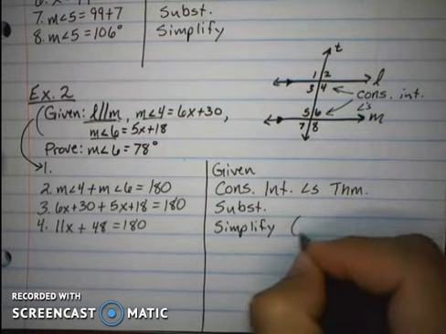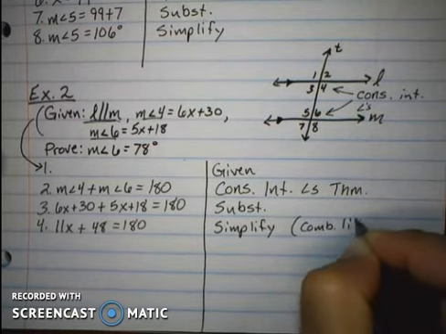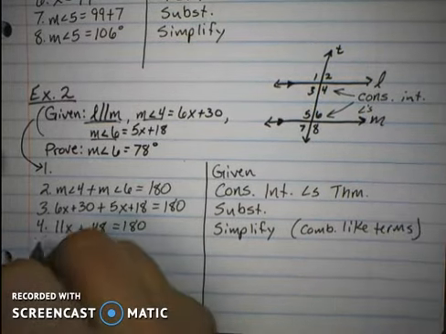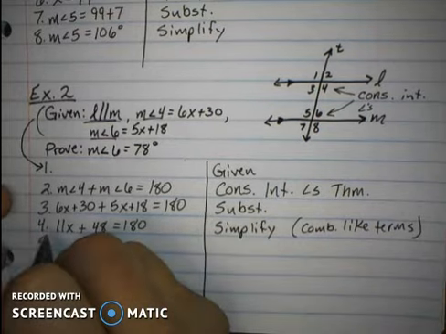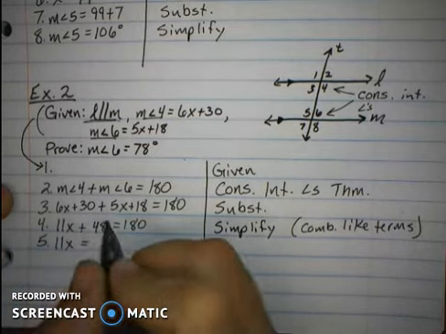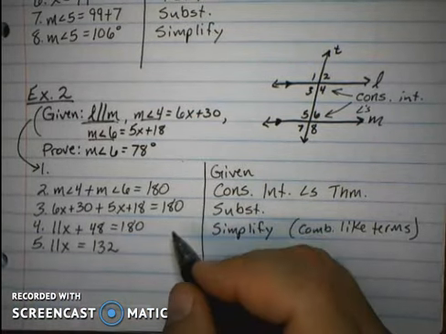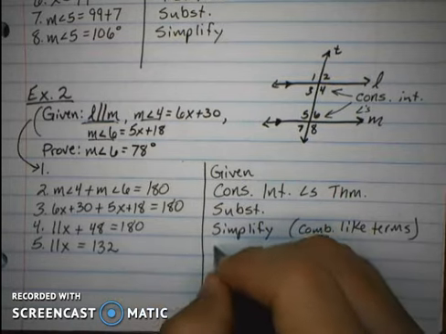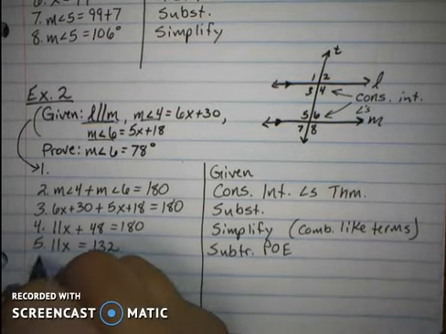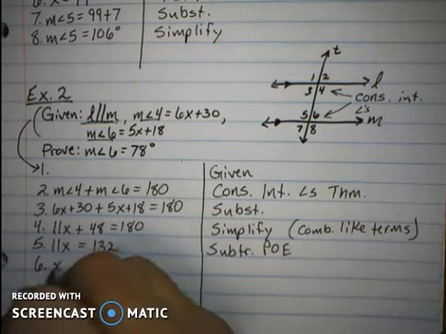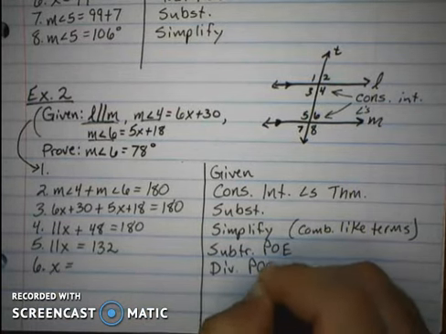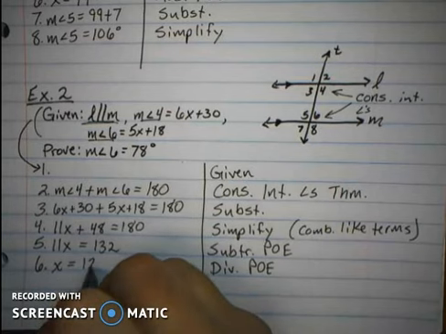Okay, we simplified, or you could say combine like terms. Okay, and then for the next step, we start to solve for x. We subtract 48 from both sides. And we get 11x equals 132. Again, that's subtraction property of equality. And then we divide both sides by 11. And we get that x equals 12.